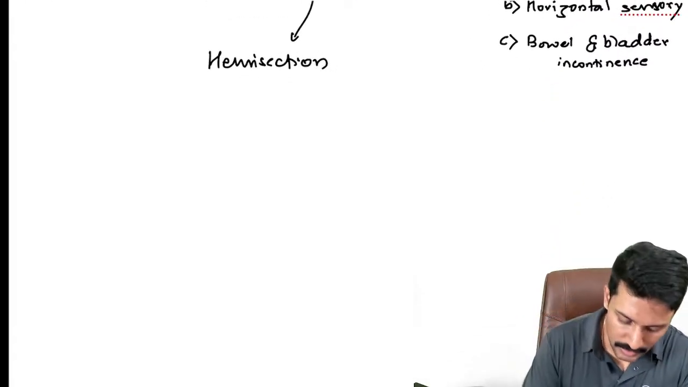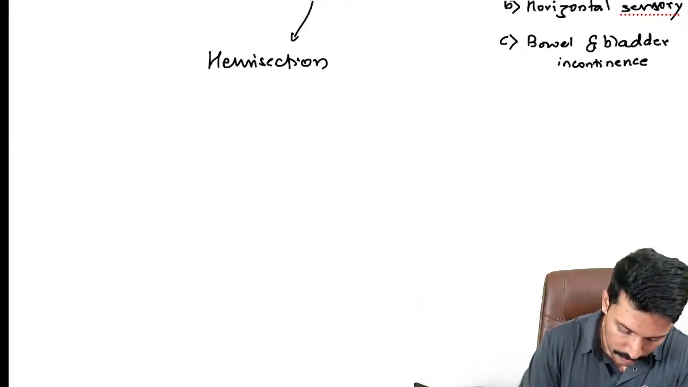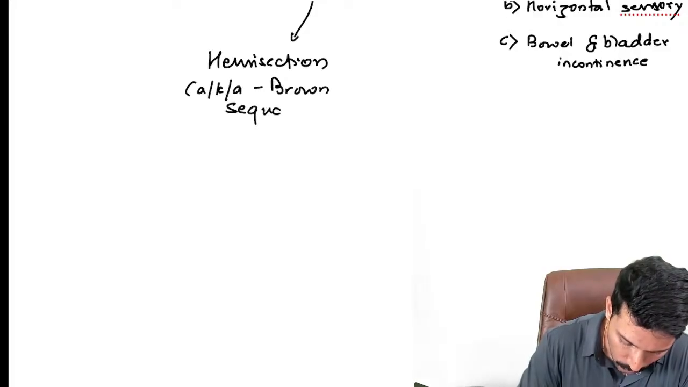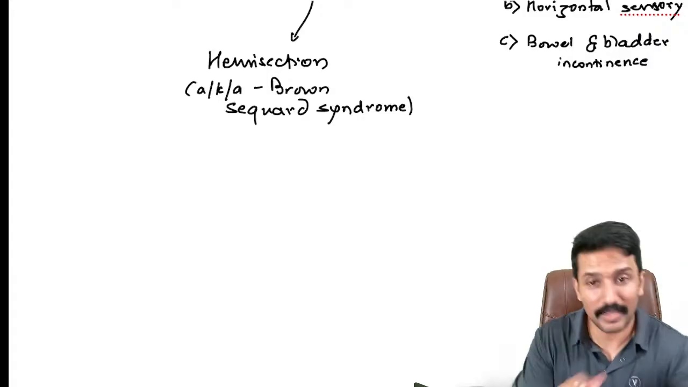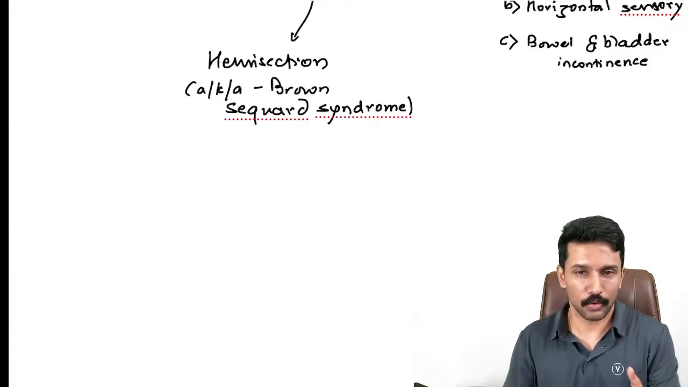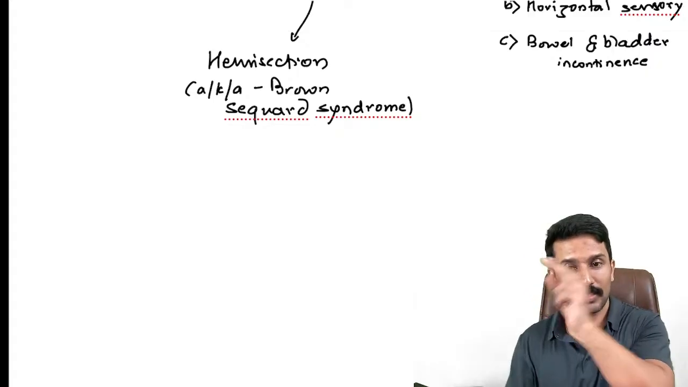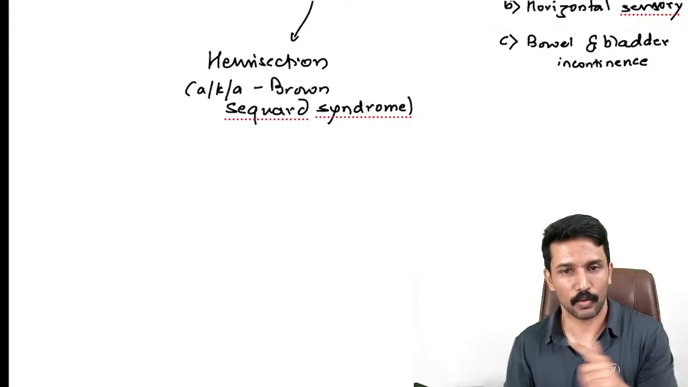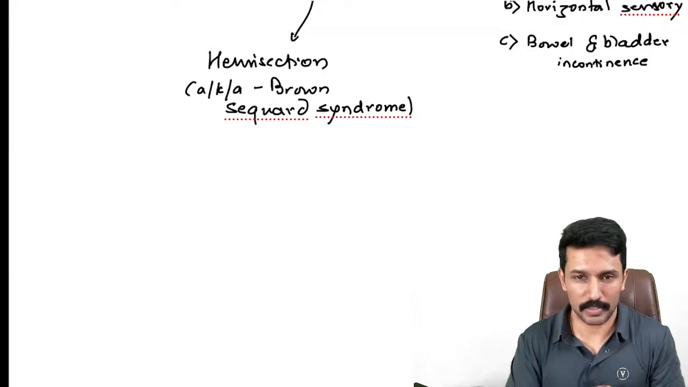But when we cause hemisection, only one half of it is cut, not both sides. The hemisection is also known as Brown-Sequard syndrome. So what happens when you develop Brown-Sequard syndrome? You're cutting half of the spinal cord, and you know that two tracts are going on the same side. They will decussate to the opposite side at the lower end of the medulla, and one is already crossing in the spinal cord itself. So that results in a differential presentation.